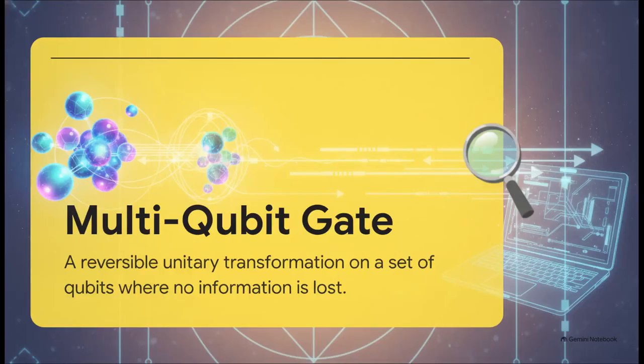Look, if we only had single qubit gates to work with, honestly, a classical computer could easily dwarf a quantum computer's power. To generate that real, world-changing computational muscle, we absolutely need multi-qubit gates. By definition, these are reversible, unitary transformations acting on a set of qubits, where no information is lost. The absolute crucial word here is reversible. In quantum mechanics, it's a strict rule. Whatever goes into the gate must be entirely deducible from what comes out. You literally cannot lose a single drop of information.